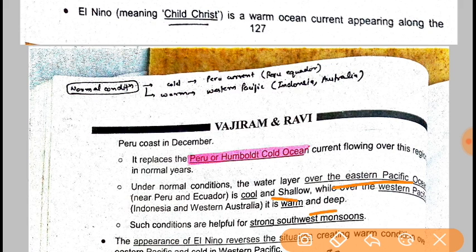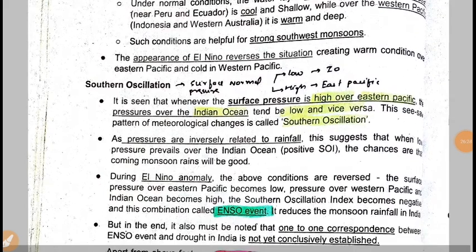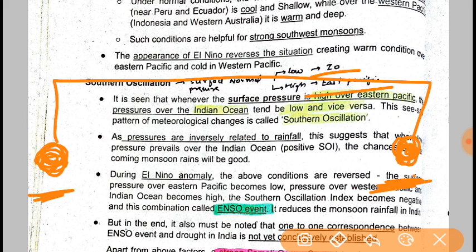The current is cool and shallow, while over the Western Pacific the current is warm and deep. Then there is the Southern Ocean and the Eastern Pacific. This is the Eastern Pacific. Sorry, this is the Indian Ocean and this is the East Pacific. Since a cold current prevails here during normal times, pressure is higher, and low pressure fluctuates or changes during the El Nino process or due to any other reason, and it becomes highly detrimental for monsoon. When El Nino and Southern Oscillation happen simultaneously, it is known as ENSO, El Nino Southern Oscillation.